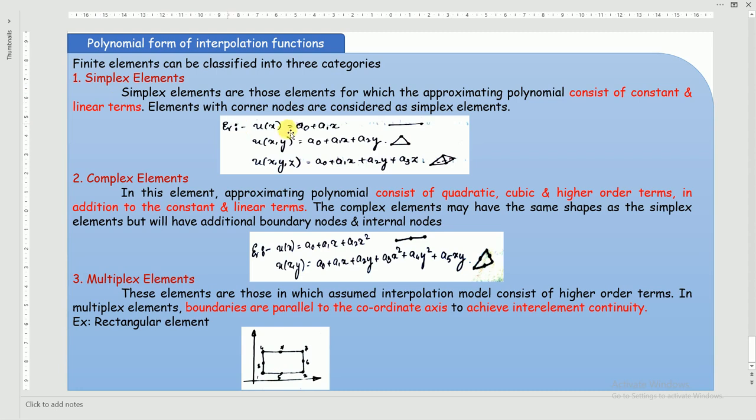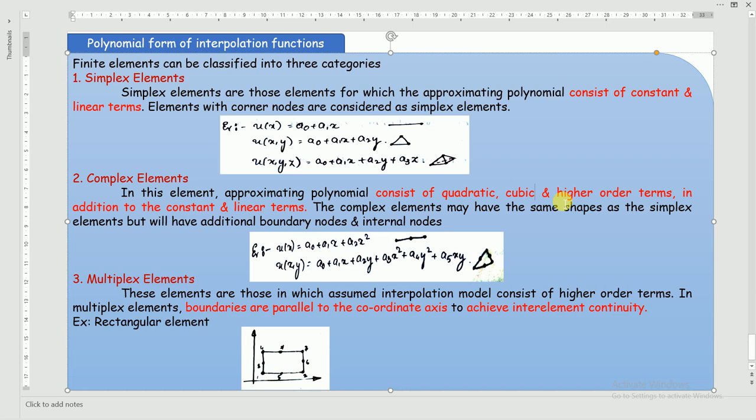So a simplex element only contains constant and linear terms. A complex element, along with the constant and linear terms, contains quadratic, cubic, and more higher order terms. It contains additional boundary nodes as well as internal nodes. Mid nodes are also there for complex elements. So this is about complex elements.